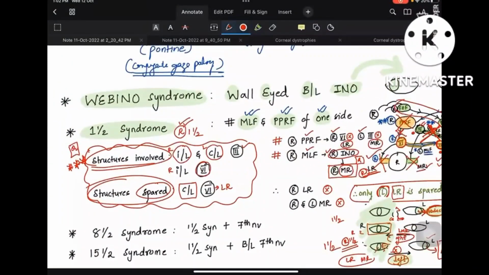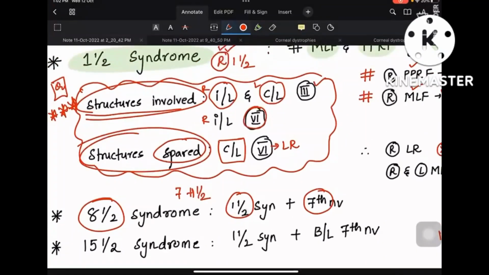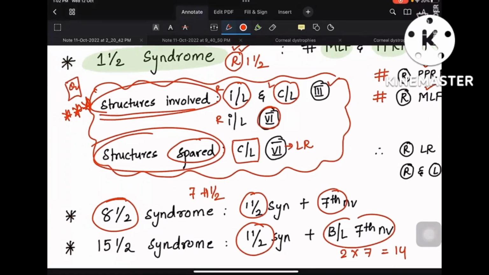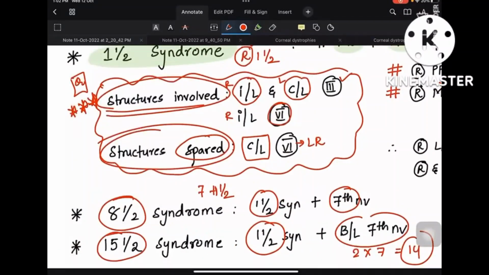Okay. Now this point about 8.5, this is easy. This is just like math. 7 plus 1.5 is 8.5, right? So 7th nerve lesion plus 1.5 syndrome is 8.5, and 15.5 is bilateral 7th nerve. So 2 into 7, that is 14, plus 1.5 together constitutes 15.5, right? So when bilateral 7th nerve lesion with 1.5 syndrome is seen, that is called 15.5, and when unilateral 7th nerve lesion with 1.5 is seen, it is called 8.5 syndrome.